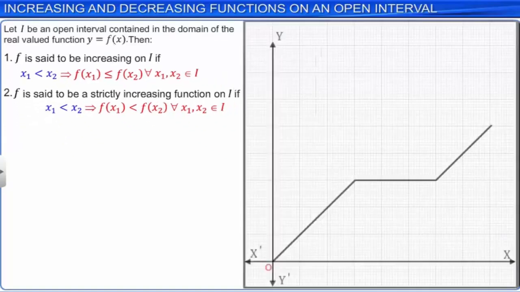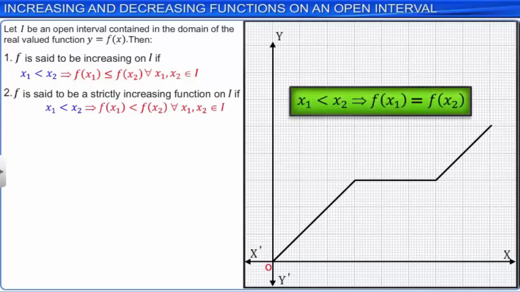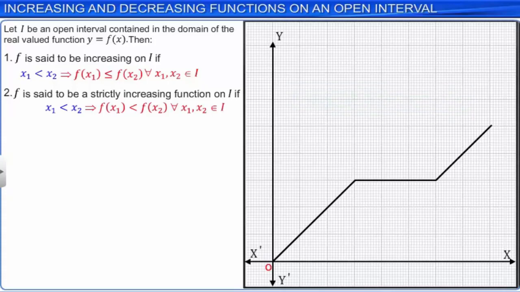The graph of an increasing function is as shown. The straight line in the graph depicts that at some points, the value of the function remains constant with the increase in the value of x. That is, for some x1 less than x2, we have f of x1 is equal to f of x2. Hence, this function is not strictly increasing.